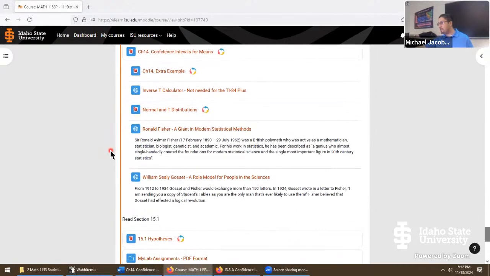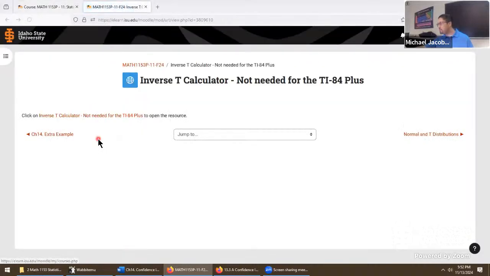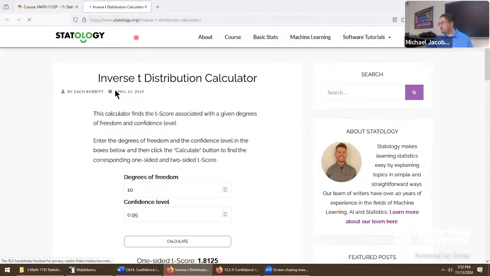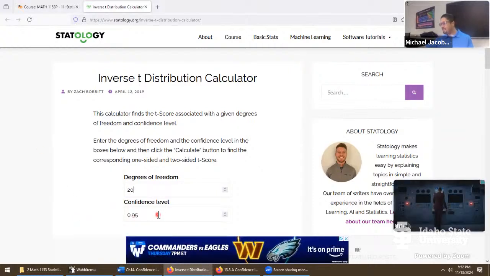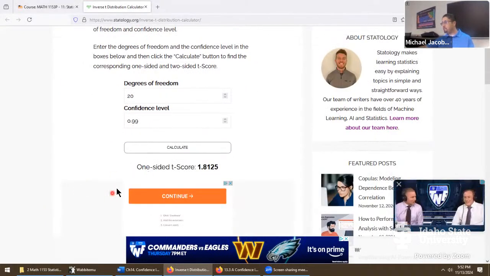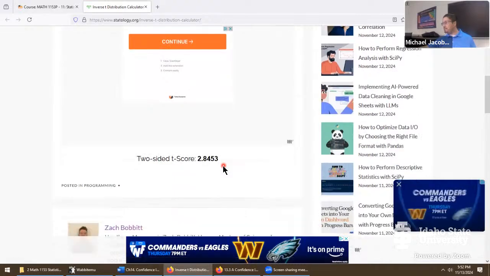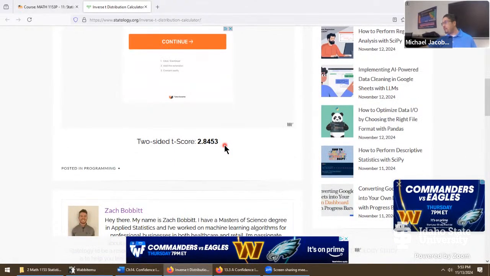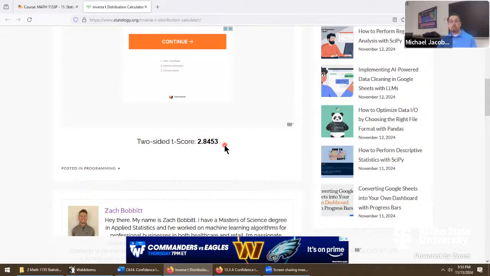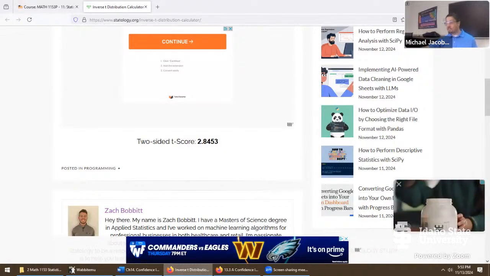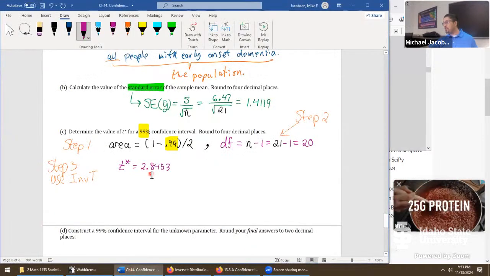So let's go and grab this right here, inverse T calculator. Sorry for the ads. This website seems to have been hijacked with a lot of them. What we need to put in is our degrees of freedom. So overwrite this with 20. We need a confidence, up and down changes that. We need a confidence level up to 99%. And then try to skip through the ads, click calculate. Ignore that one. You go down to that one right there, 2.8453. Well, by the way, that's the value we should have in our calculators or in our document so far.